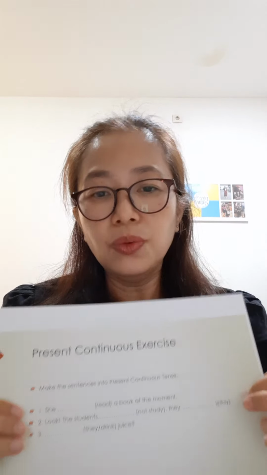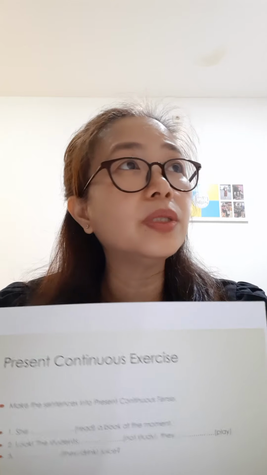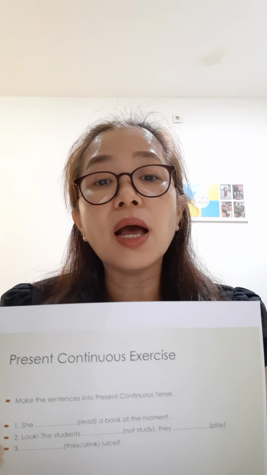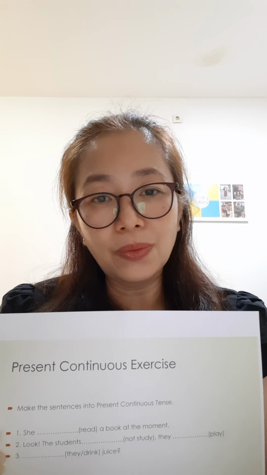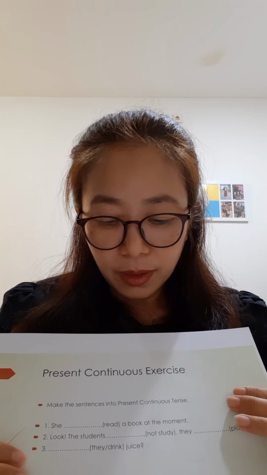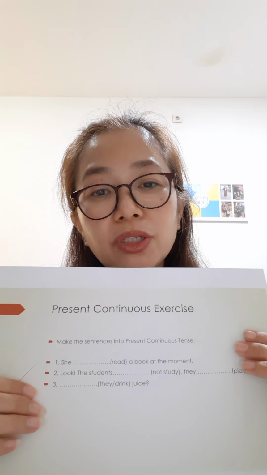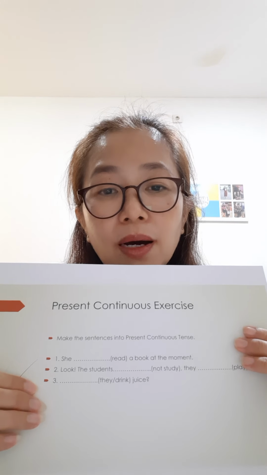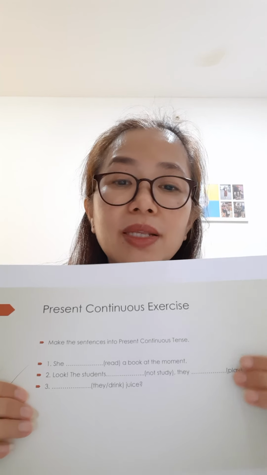Okay, and then number 2, look, the students not study, they play. So what do you say? Look, it means now, right? You see, look, the students are not studying, but they are playing now. So that is number 2. Good. Number 3, they drink juice. So how do you make them into a question? Of course, are they drinking juice? Right? Okay, so that's the way.